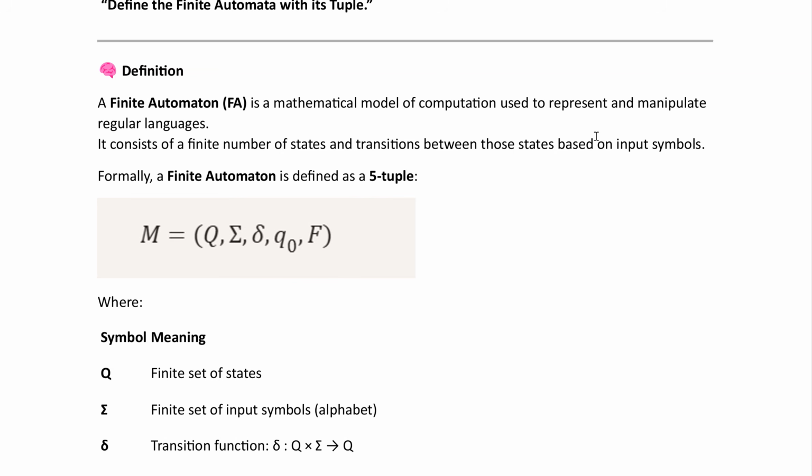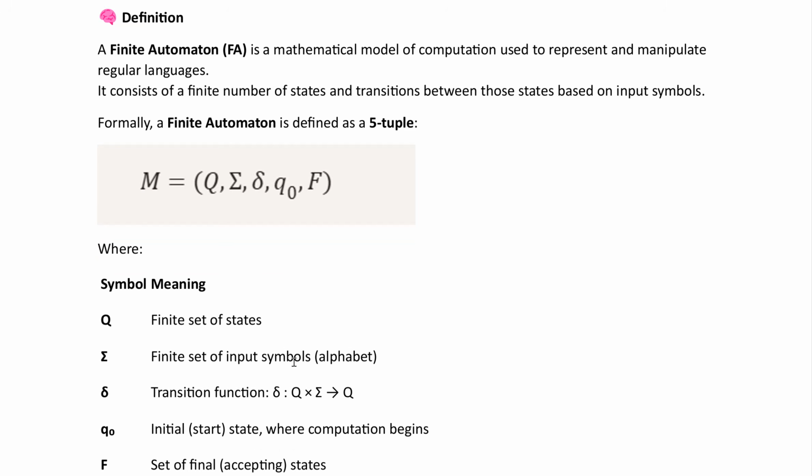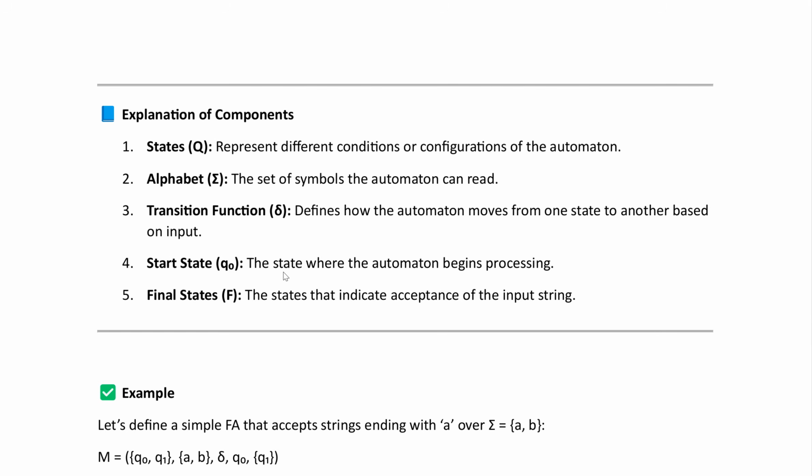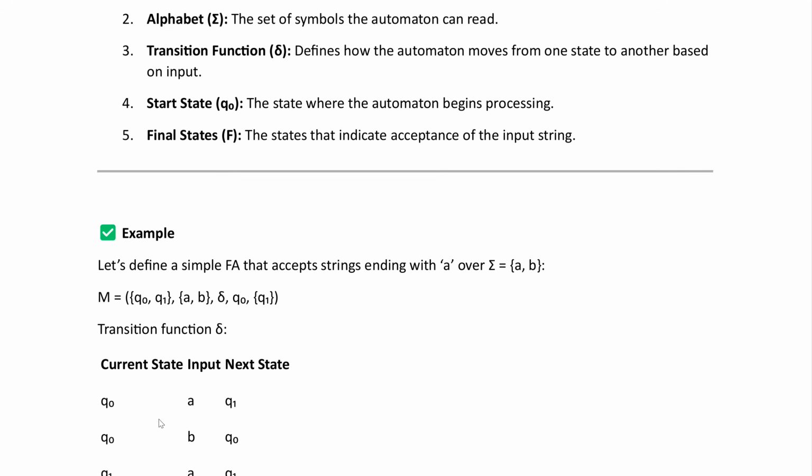Finite automata is a mathematical model of computation used to represent and manipulate regular languages. It consists of a finite number of states and transitions between those states based on the input symbols. That is, when we apply some input symbol on a particular state, we get the next state. A finite automata is a 5-tuple, as I have already explained to you.